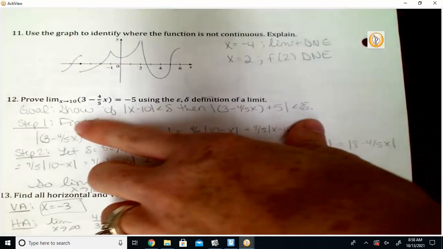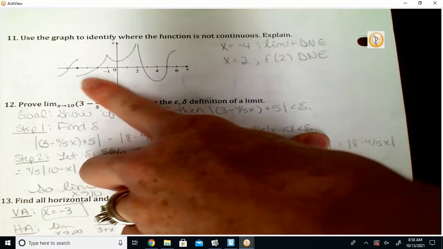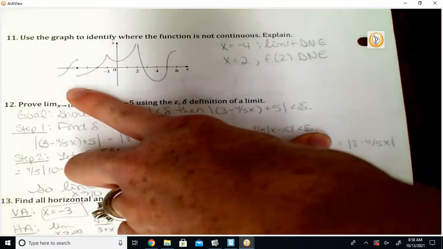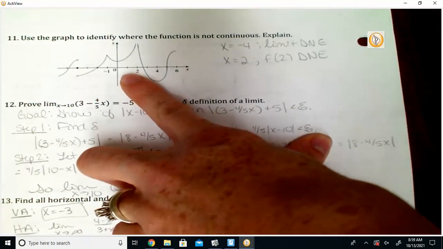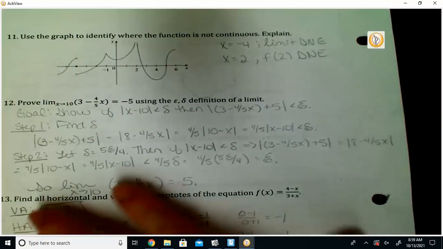Number 14, it is not continuous at -4 and at 2. -4 is because the limit doesn't exist, and 2 is because the function does not exist.